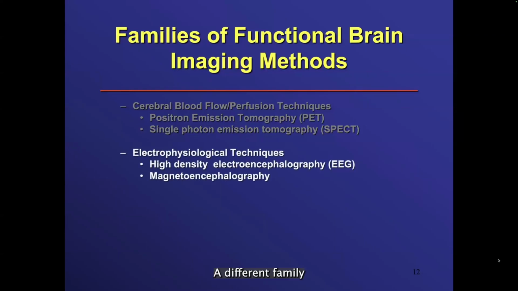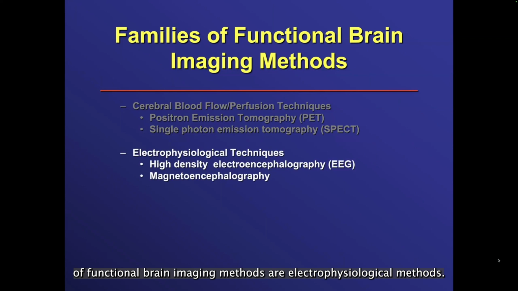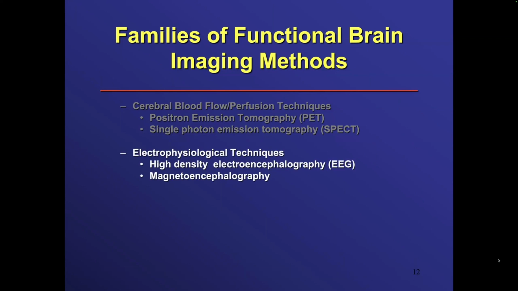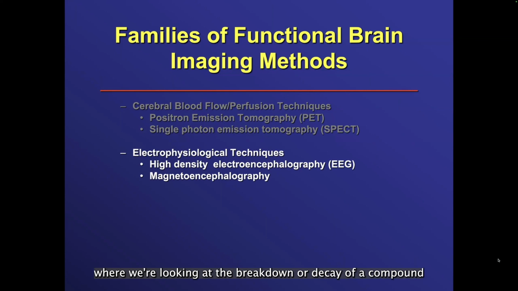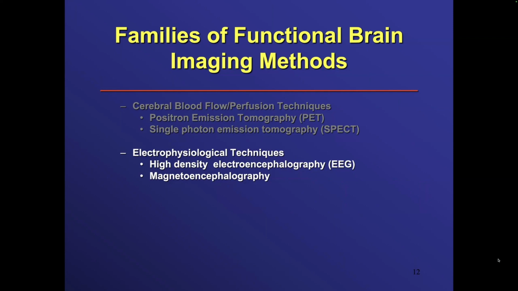A different family of functional brain imaging methods are electrophysiological methods. Unlike the cerebral blood flow perfusion techniques, where we were looking at the breakdown or decay of a compound to tell us how much blood was flowing, or how much metabolism was going on in an area as an indicator of neural firing, electrophysiological techniques have direct measurement of neural firing. What they commonly lack is spatial resolution.